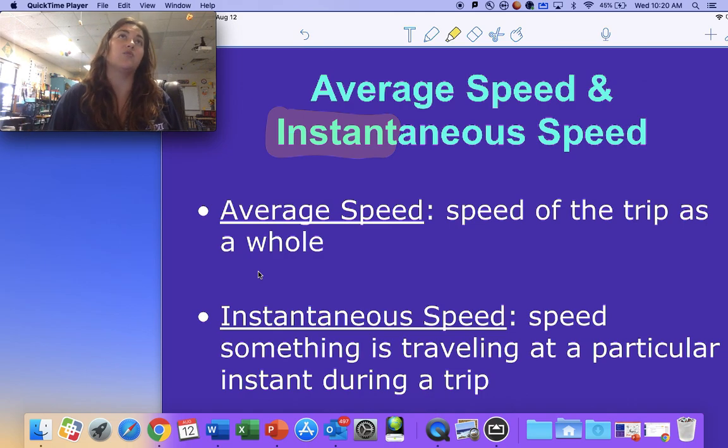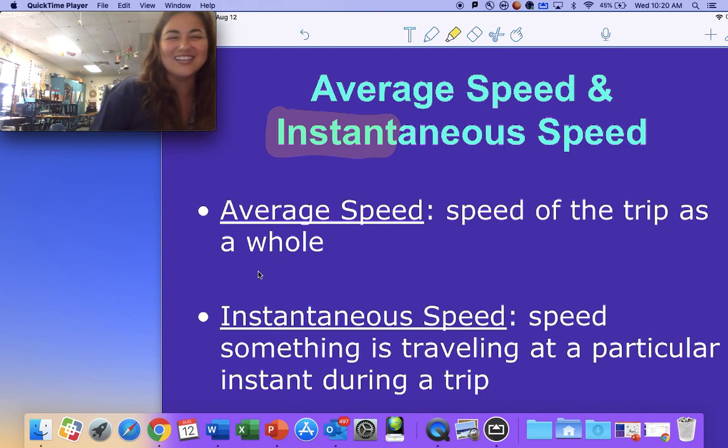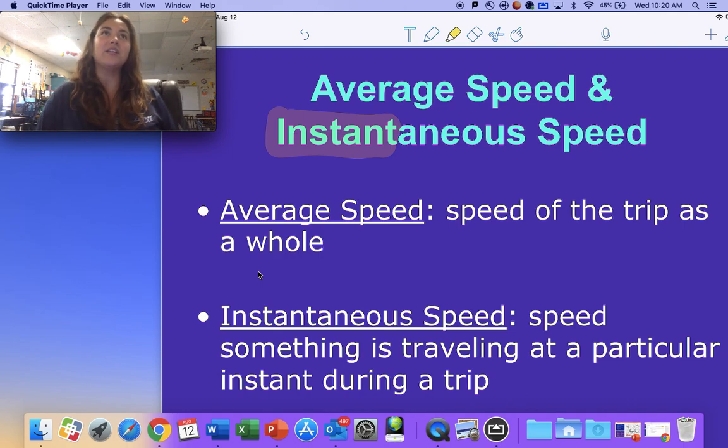So let's say on that same trip to Austin, you hit some traffic on the way to Waco. I always hit traffic in Waco when I'm on the way to Austin. And so let's say while you're driving through Waco, your instantaneous speed is about 30 miles per hour because you're in the middle of all of that construction.